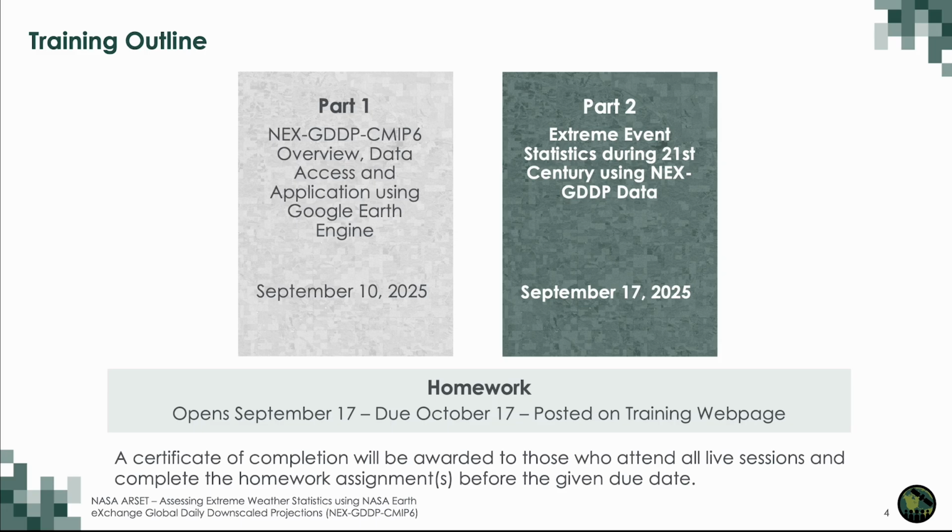Today, in part 2, we will continue to look at extreme event statistics during the 21st century using NEX-GDDP data. Today, however, we will have additional methods of accessing this data, and we'll talk about that shortly. There is a homework posted on the training website, and it is due on October 17th. A certificate of completion will be awarded to those who attended all live sessions and complete the homework assignment before the given due date.